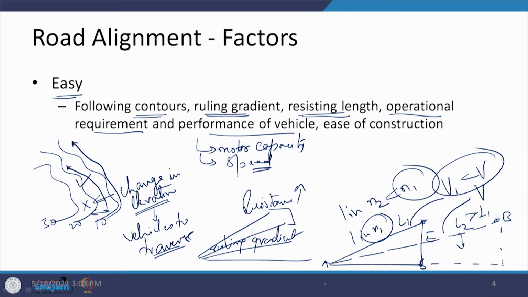Now, another aspect other than the operation is the construction. Whatever profile we are trying to talk about, if we can have it in such a manner that the construction activity can be taken up in an easier format, then this is another aspect which we should take into consideration when we are fixing an alignment. So, these are a few things which we need to take care of when we are talking about the factor easy.